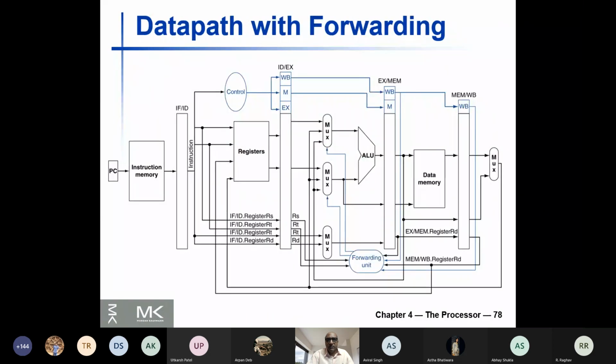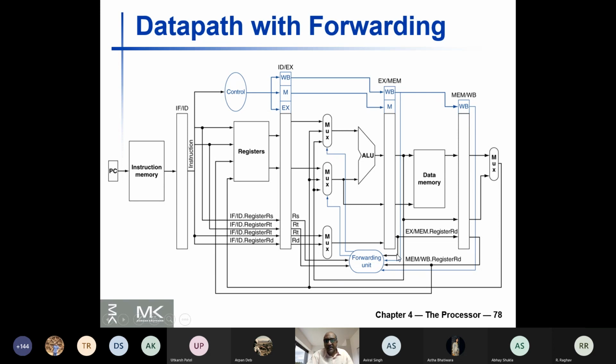Right. So it's clear, no? Now, this is the forwarding circuit. The black arrows just provide the register identities from the ID/EX stage and the destination registers from after the execution stage and after the memory stage.